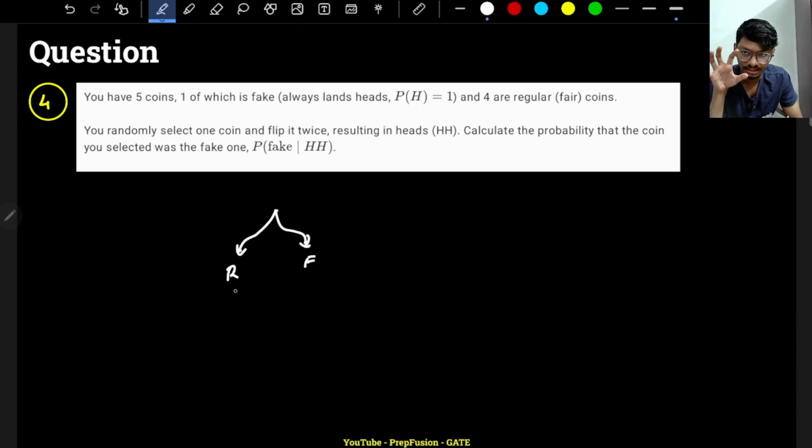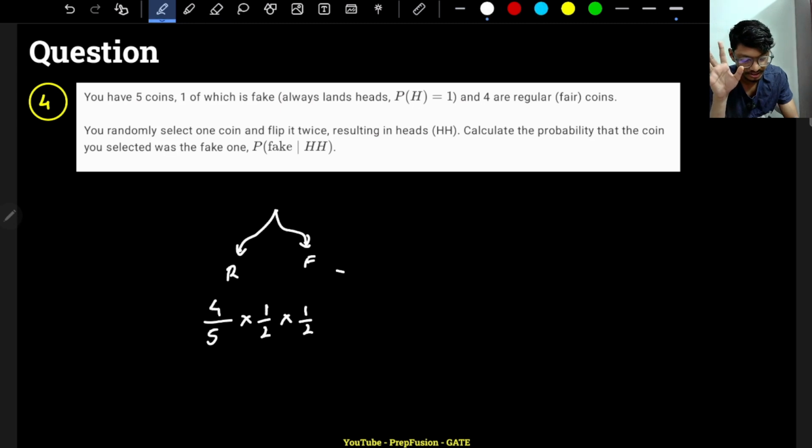Now if I choose a real coin, what is the probability of getting 2 heads? First, what is the probability of choosing a real coin? How many coins do I have? 5. How many real coins do I have? 4. 4 are regular or real coins. Now after I have chosen a regular coin, what is the probability of getting a head? It is half. Again, it is half. So 2 heads is half times half.